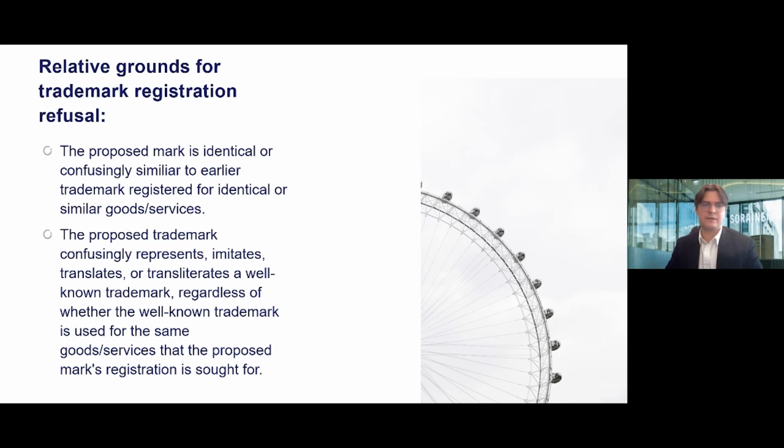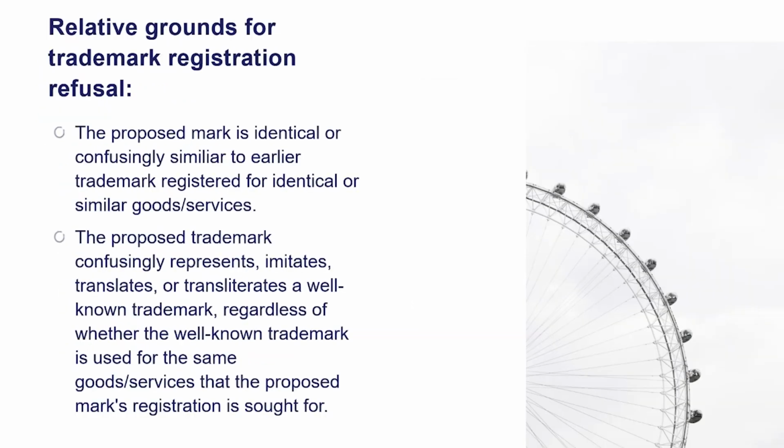And if the first, absolute ground requirements dealt with public interests, then these relative requirements deal rather with the interests of legal right holders that have already acquired maybe earlier rights for a specific trademark. There are also more of them, but I have included 2 which are the most popular ones.